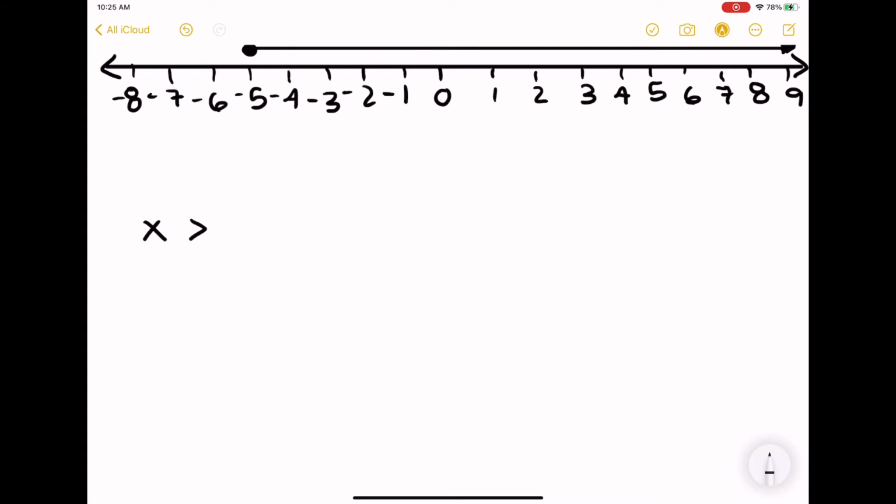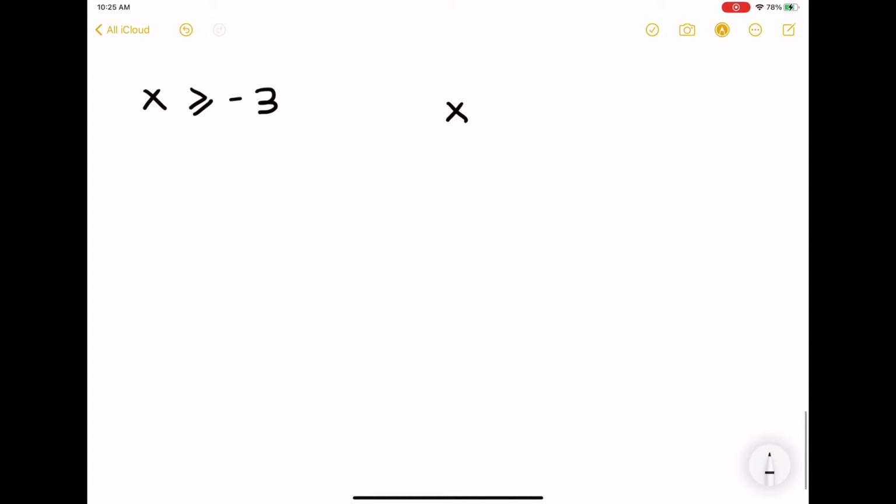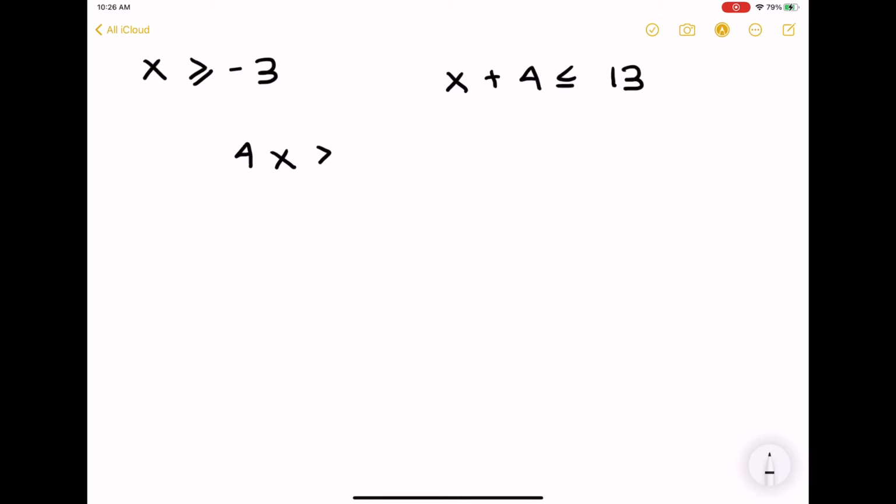Now you all are going to do 3 practice problems all by yourselves. So the first one is x is greater than or equal to -3. The next one is x plus 4 is less than or equal to 13. And the last one we have is 4x is greater than or equal to 24. You'll have 1 minute to graph all of these on separate number lines.